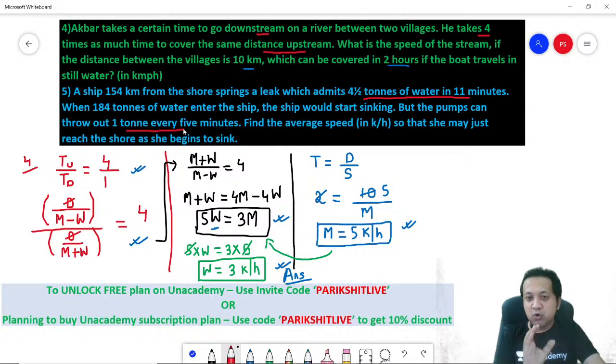So what you got? You got water entering. You got water leaving. So net per minute, how much water enters? Can you determine that? The moment you determine that, I think it will be very easy, because moment you determine that, this much water is entering, you can easily find out how much time it would take for the entire ship to sink. So I want you to take this as an assignment, and we are going to solve this tomorrow. I'll give you the answer tomorrow morning.